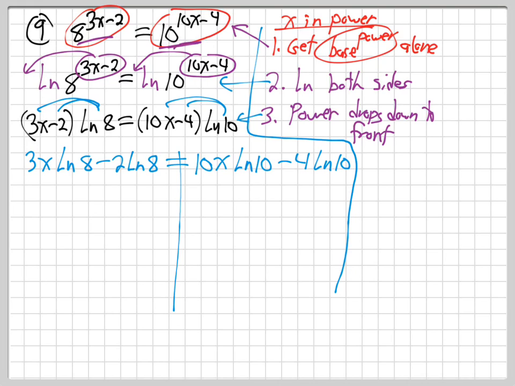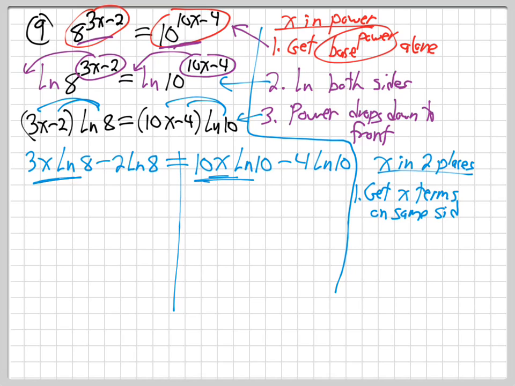Here's the deal. We have 4 terms, and 2 of them have x. So what do you do when x is in 2 places? We've done this earlier in the course. Here it is again. When x is in 2 places, what do you do? You get the x terms. So step 1, get the x terms on the same side. Then factor out x, like x with the parenthesis, and then divide.